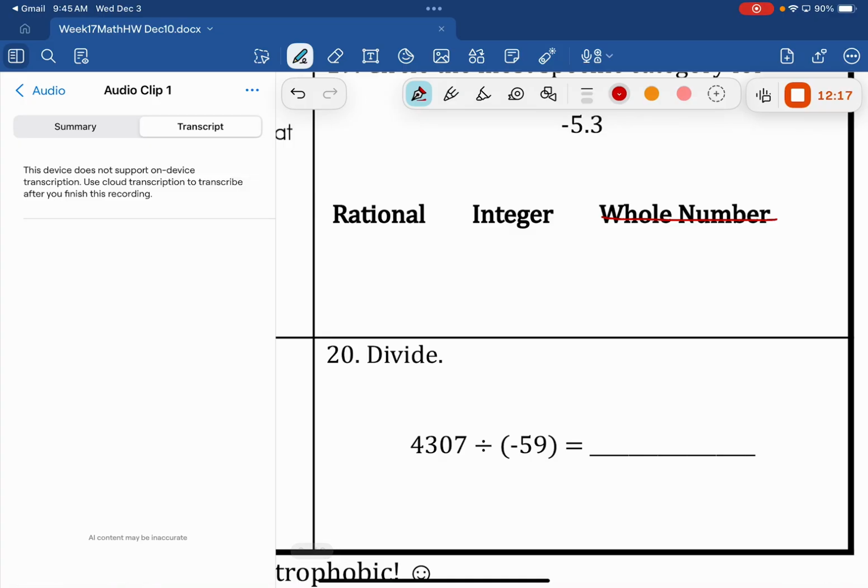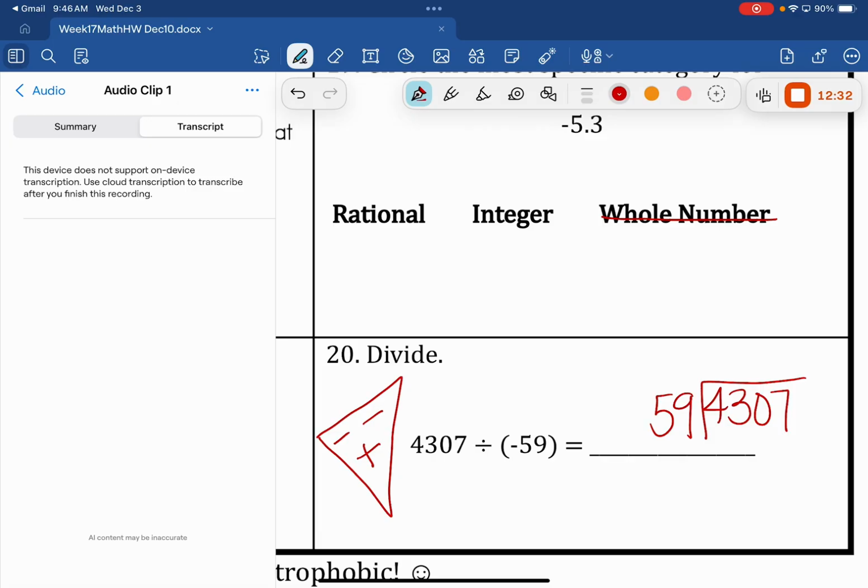This one we are dividing. Go ahead and put 4,307 in the division house and divide by 59. Don't worry about the negatives. But at the end, don't forget that one is positive and one is negative, and you can use the triangle man to help you solve it.